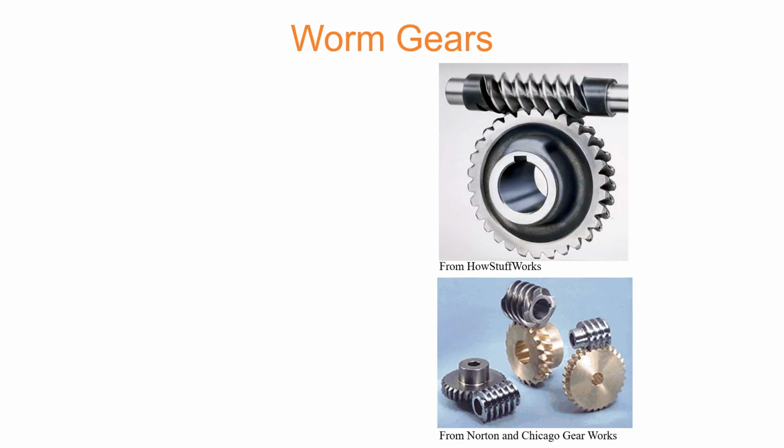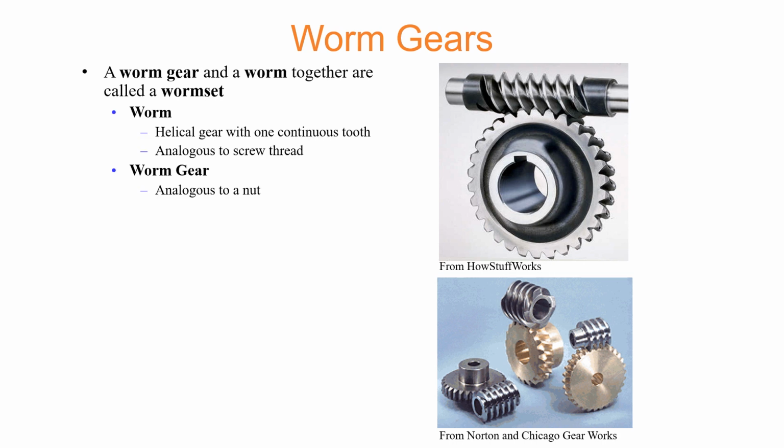Fourth type of gears is called worm gears. Worm gears are going to have two major components in it. One, the worm itself, and the other one is the worm gear. So the worm is being indicated in red, like this screw structure that you have constructed out of a shaft.